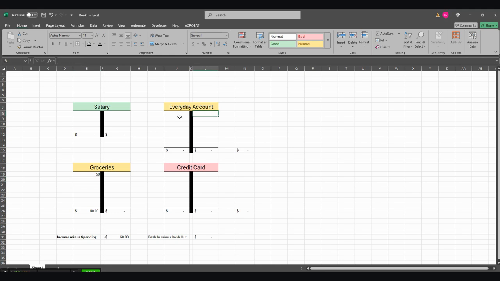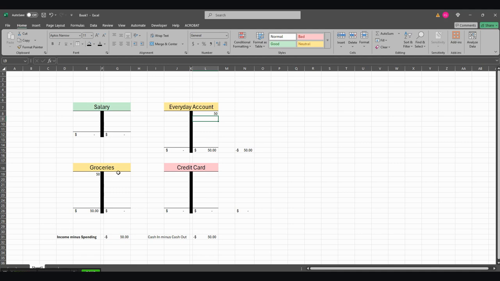But it came out of our everyday account. So we take it out of that side, because anything in what we call the asset, we have a positive amount on the left hand side and a negative amount on the right hand side. So what you can see there is, assuming we've got no income, we've spent $50 on groceries and it came out of our bank account. So these two will match. Income minus spending, $50 on groceries. My cash in versus cash out, I was $50 less in my bank account. So that's the debit credit side.